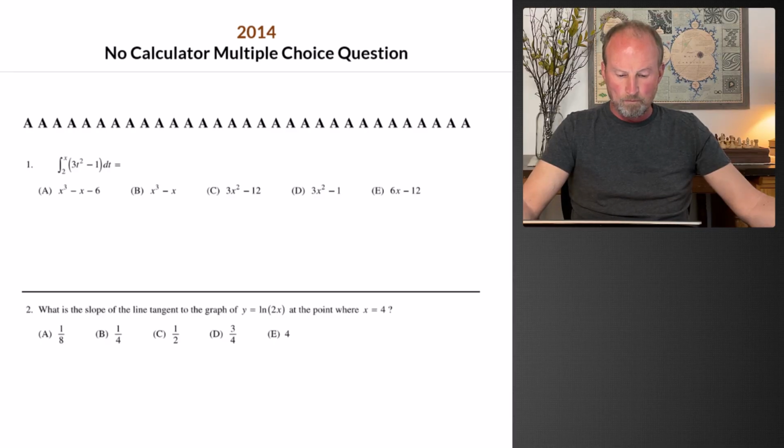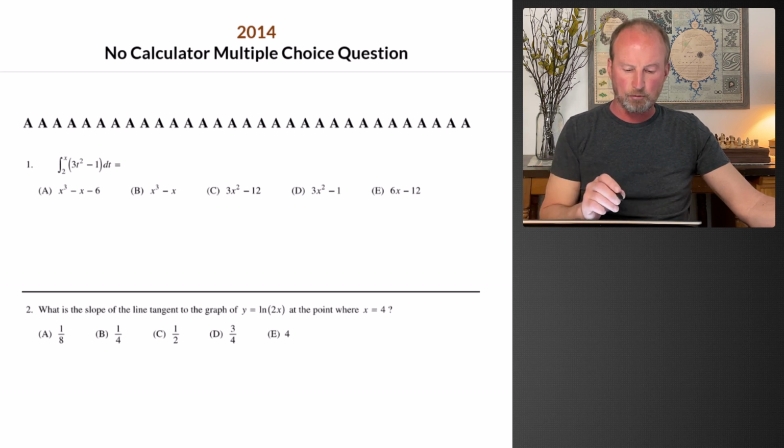Question number 1. Looking for the integral of 3t squared minus 1 from 2 to x. Basic power rule. So when I do this, I have the steps. I add 1 to the exponent. So it was t squared, now it'll be t to the third power. And I divide the old coefficient by the new exponent. So 3 divided by 3 is 1. And the integral of 1 is just t.